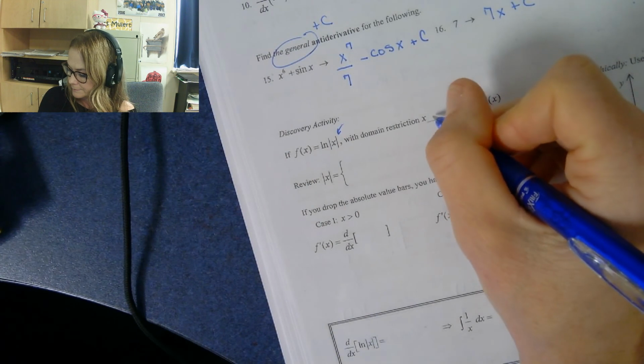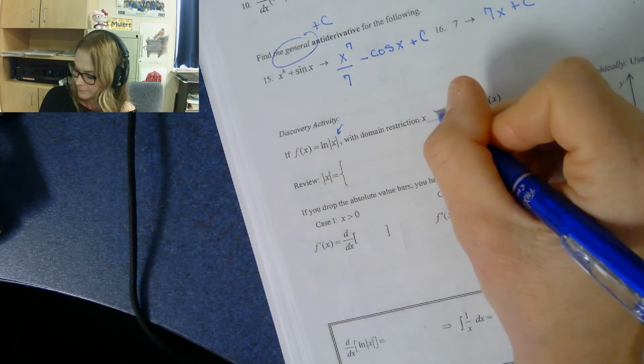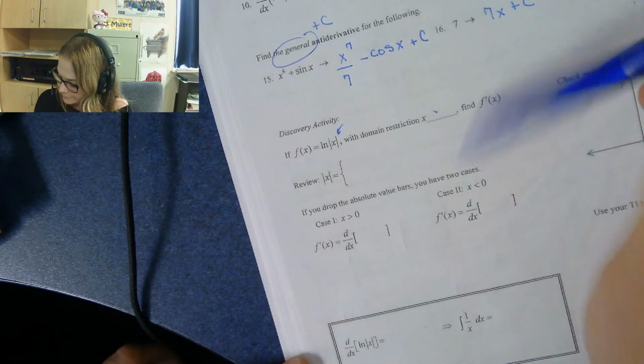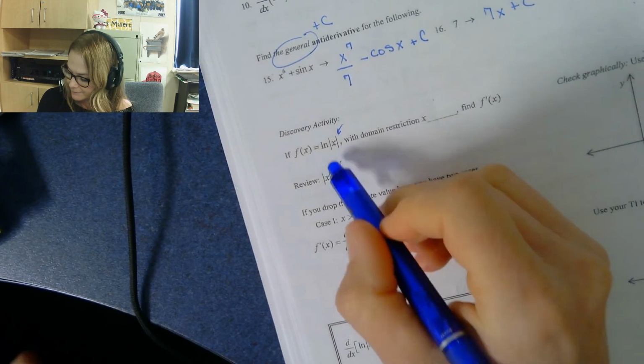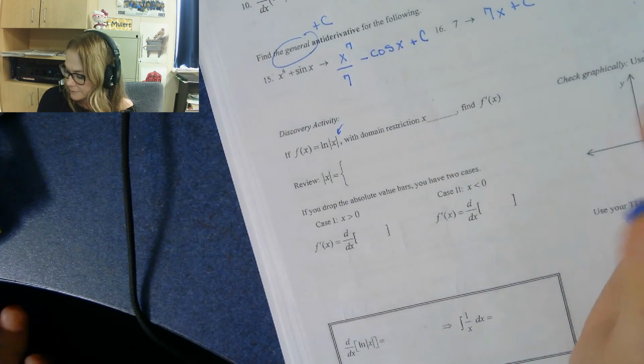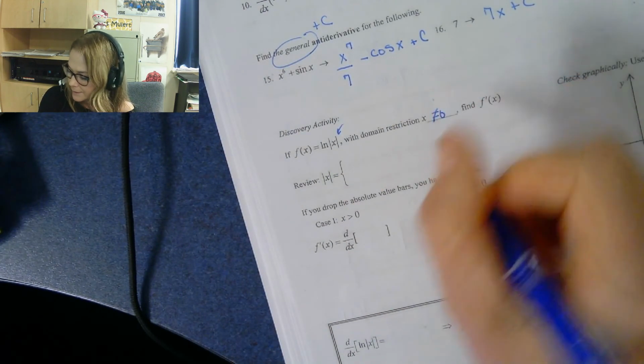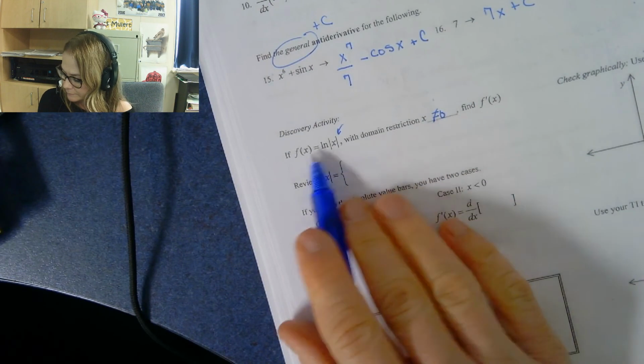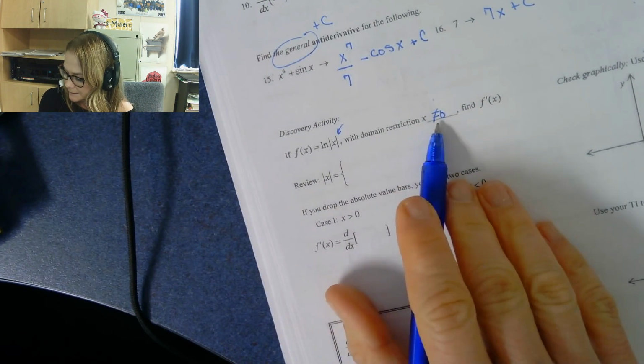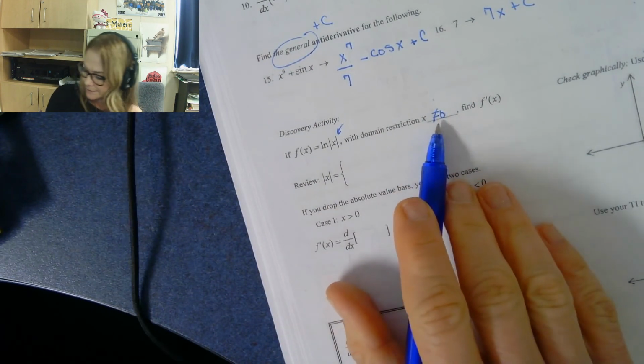This has to be a positive number. So the domain restriction we don't really need, since I've got the absolute value in there. The only thing I need to get rid of is x can't equal 0. If it were just ln of x, we would say positive, but we've got that built in, and so all I need to add here is x can't equal 0.